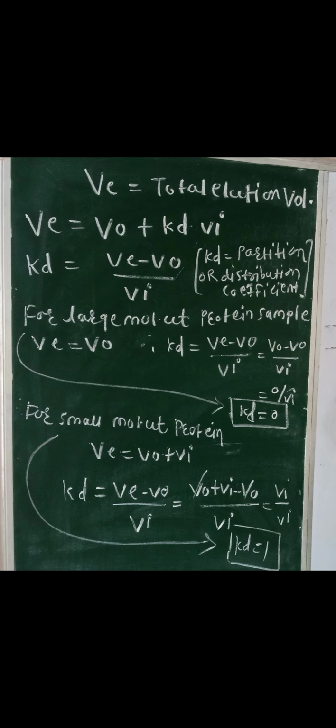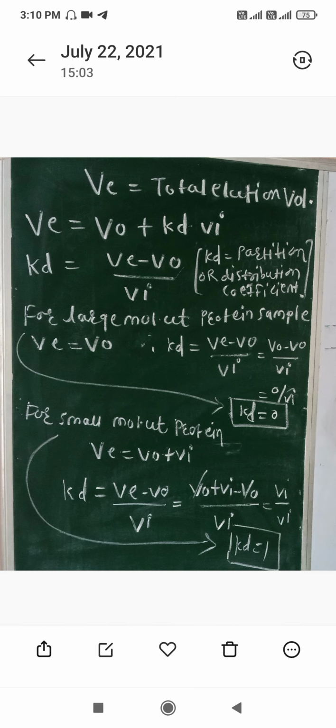For large molecular weight protein, as they are present in between the gel particles, in between the gel beads, the volume accessible to the large molecular weight protein sample is V0, which is nothing but the volume of mobile phase present outside the gel. So in this case, V is equal to V0. By putting the value of V in the equation, the Kd equation becomes V minus V0 upon Vi, which is equal to V0 minus V0 upon Vi. The answer is 0 upon Vi. The Kd value is 0.